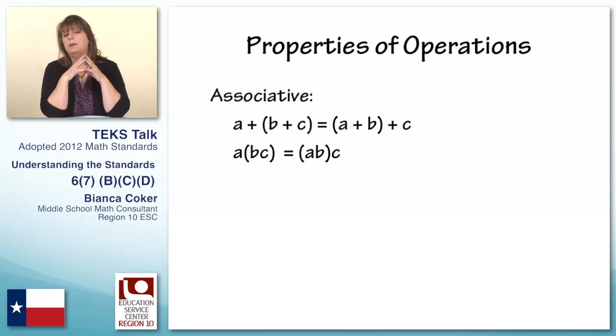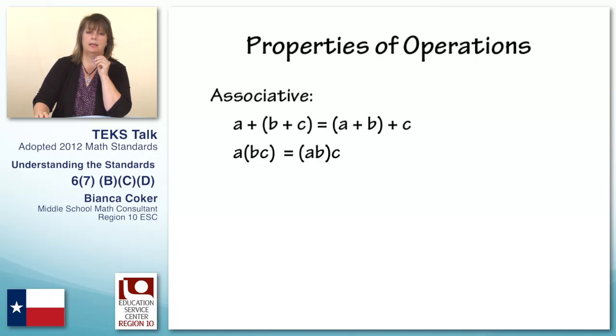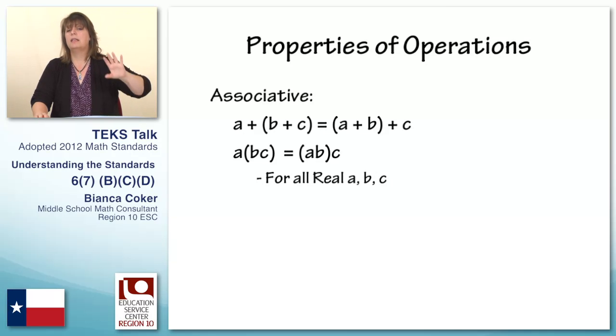We can combine B and C together first and take that product and multiply it by A, or we can take the product of A and B and then multiply it by C. Either way we go, we'll get the same answer. So for all real numbers A, B, and C, this is true. We want to get our students again used to saying these things.